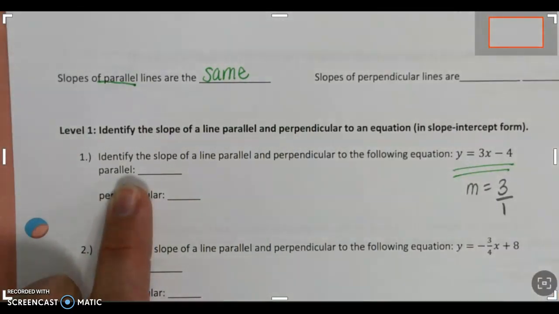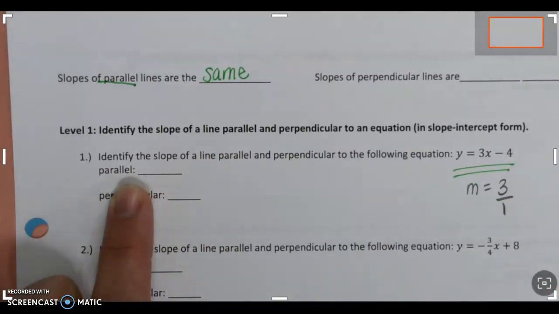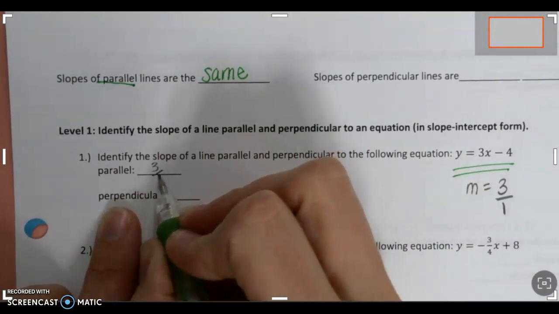So if the slope of that line is 3 over 1, what would the slope of a line parallel to that be? 3 over 1. It would be the same. So a line parallel to that would be 3 over 1.